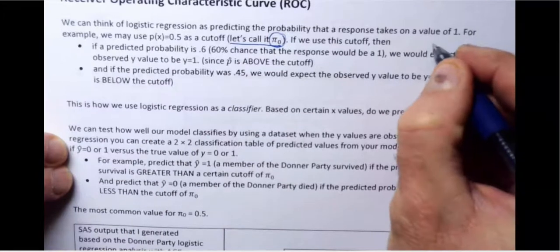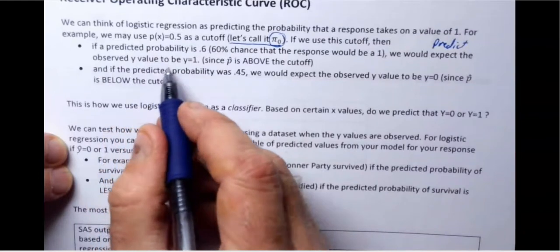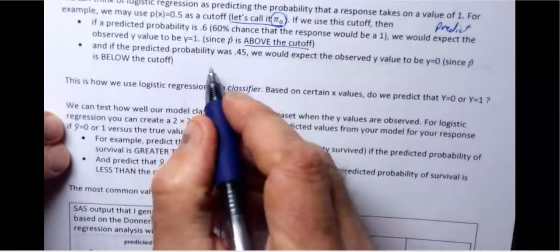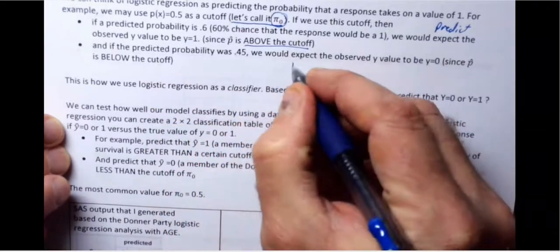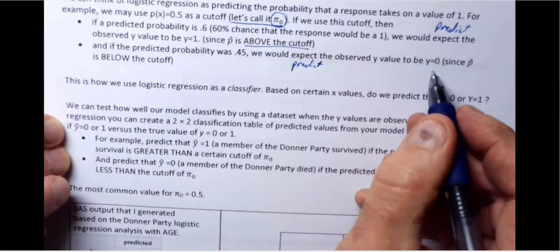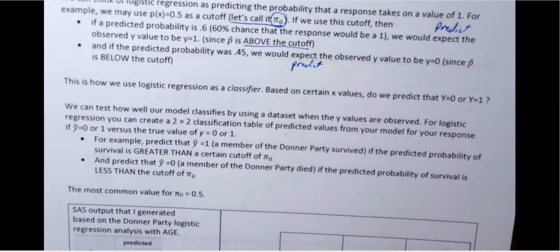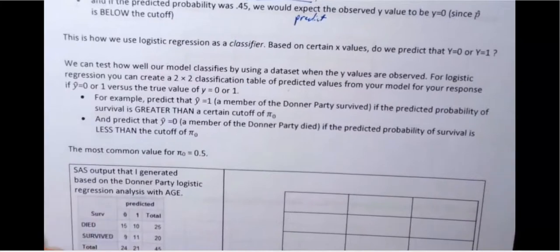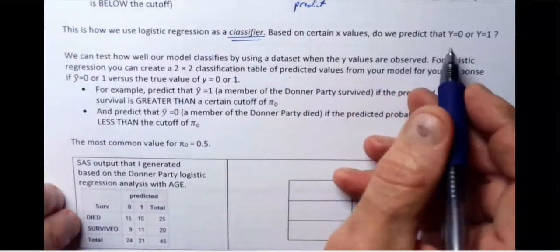then we would expect, or a better word here might be predict, the observed value of y to be a 1, since p hat is above the cutoff. If the predicted probability was 0.45, if we're using a cutoff of 0.5 again, then we would predict the observed y value to be 0, since p hat is below the cutoff. So you see, we're just going to categorize observations based on whether their p hat is above or below some cutoff. So this is how we're going to use logistic regression as a classifier. Based on certain observed x values, do we predict that y is 0 or 1?